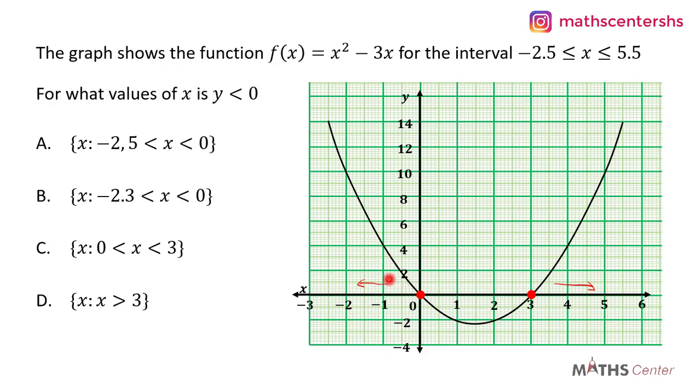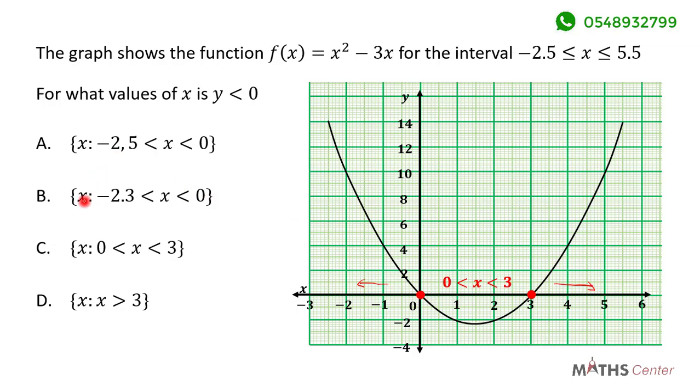So it means that on the graph, if we want y values that are negative, we will have to select x values between 0 and 3. Because the moment we go beyond 0 and 3, the y values will be positive. So the values of x for which y will be less than 0, or the values of x for which y will be negative, will be the x values that are between 0 and 3. So x is greater than 0 but less than 3.